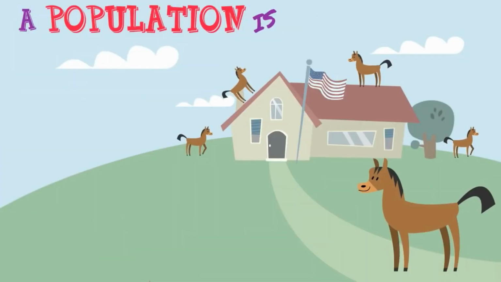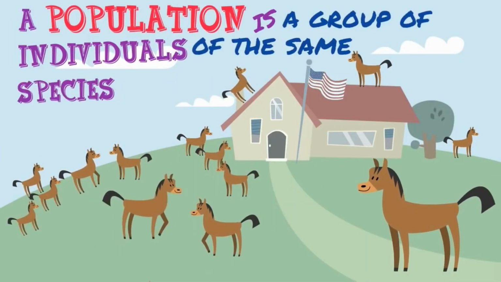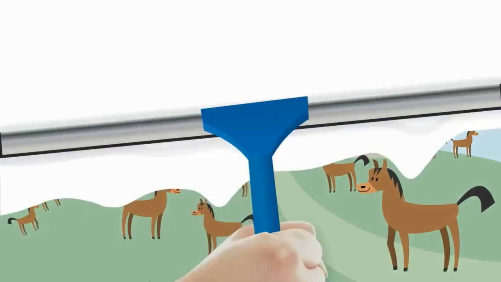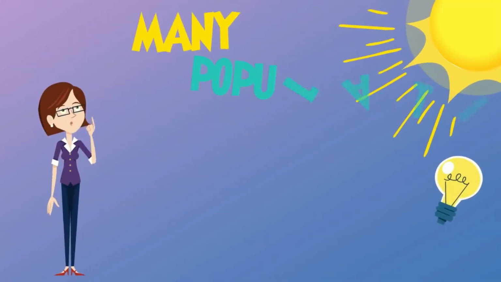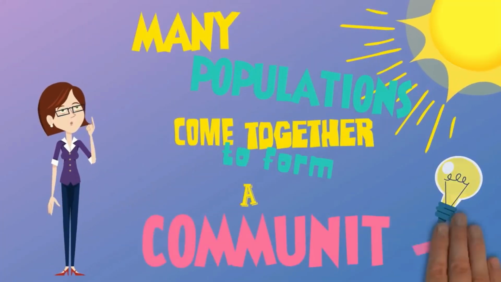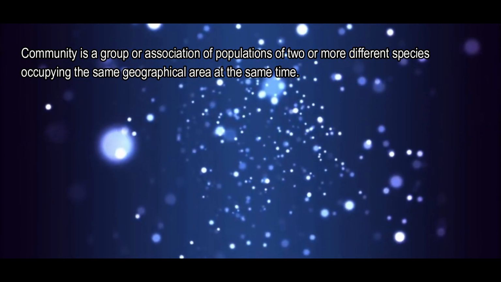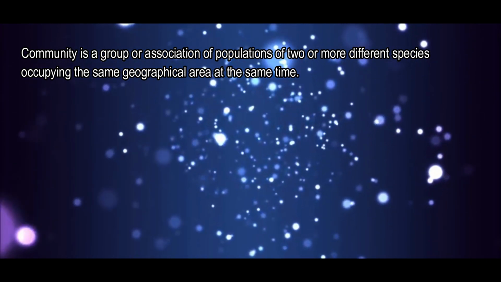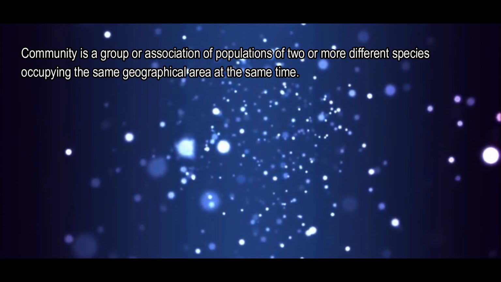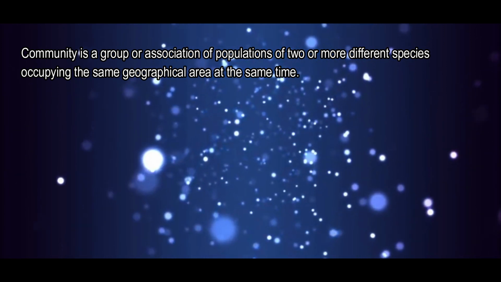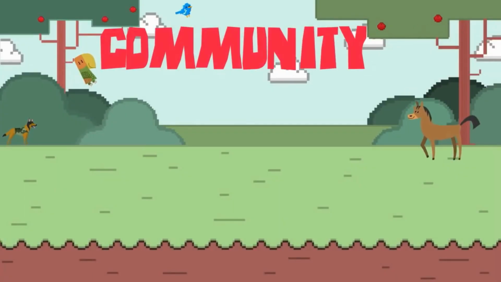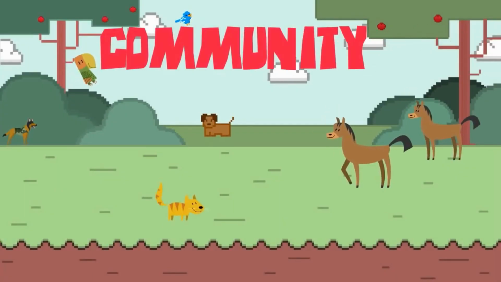The next level of organization is population. A population is a group of individuals of the same species. Many populations come together to form a community. Or, in other words, a community is a group or association of populations of 2 or more different species occupying the same geographical area at the same time. In this video, you can see what a community looks like.